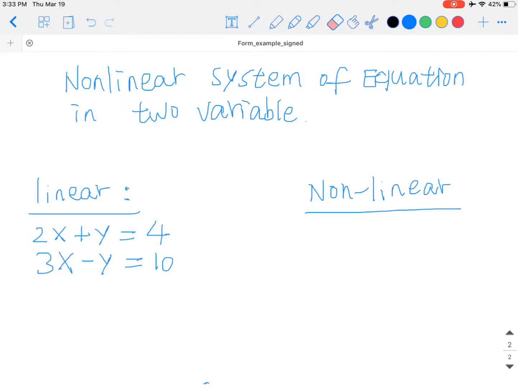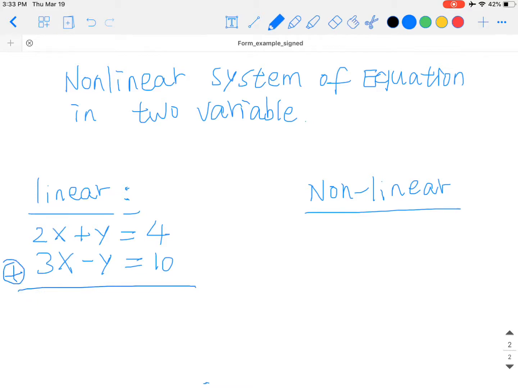Hi guys, we're going to talk about nonlinear system of equations in two variables. Here is an example for linear equations. We have 2x plus y equal to 4, 3x minus y equal to 10. The normal way we solve this is we use elimination.